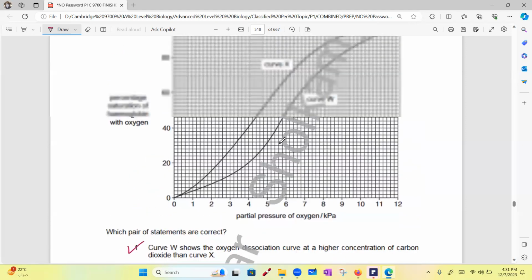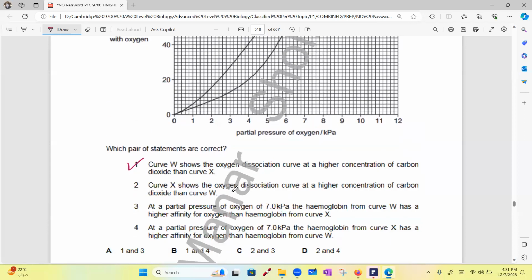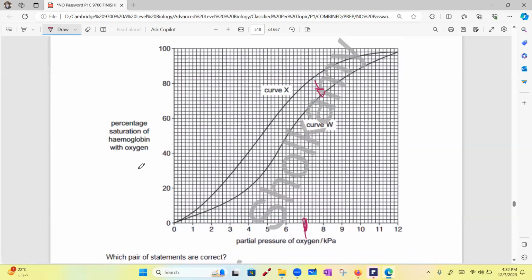Now, curve X, this one, the upper one, shows the oxygen dissociation curve at a higher concentration of carbon dioxide than curve W. Right or wrong? Wrong. It has to be wrong because it's the opposite of what we said at 1. 3. At a partial pressure of oxygen of 7 kilopascal here, the hemoglobin from curve W has a higher affinity for oxygen than hemoglobin from curve X. Let's look at this.